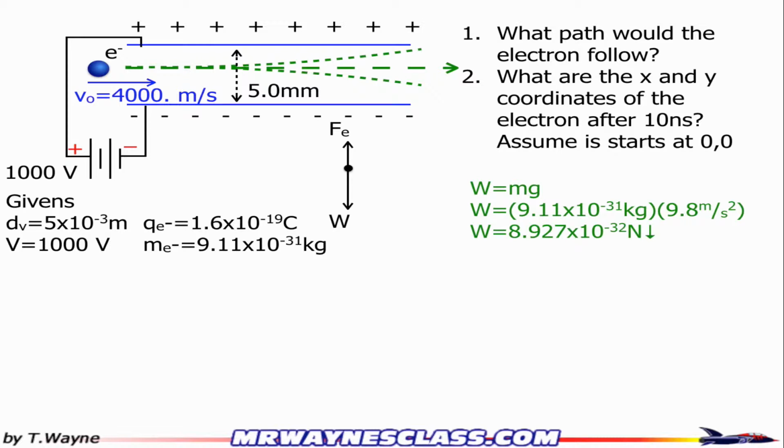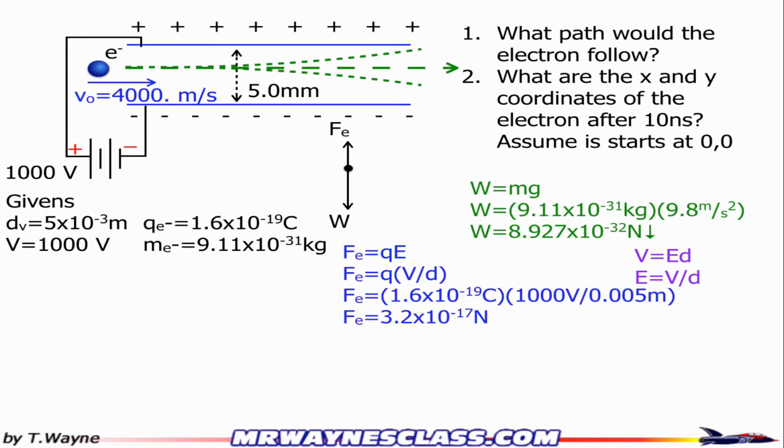Now to find the electric force, I'm going to use F equals qE, but before I can use E, since it's not given, I've got to find it. So I'm going to use V equals Ed to define E as V over d. Then I'll use my F equals qE formula and replace E with V over d. Putting in my numbers, I get 3.2 times 10 to the negative 17 newtons, which is a whole lot bigger than the weight of the electron.